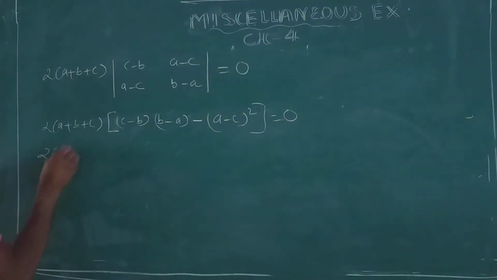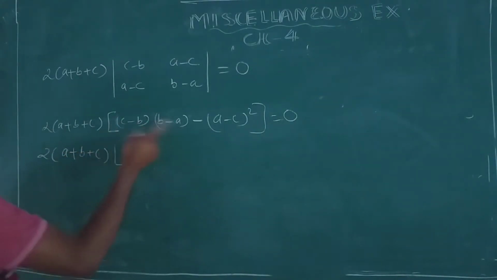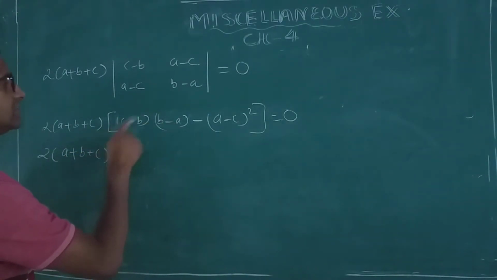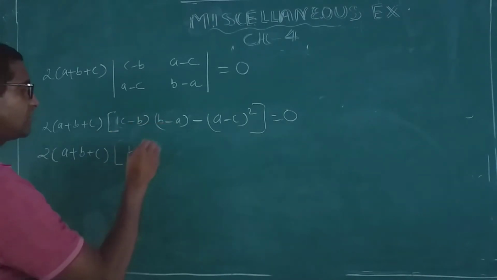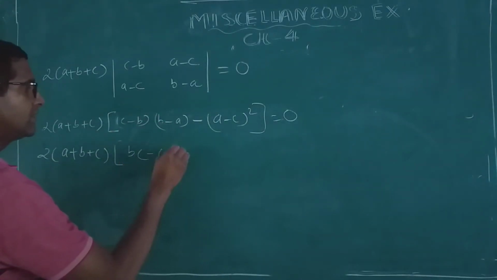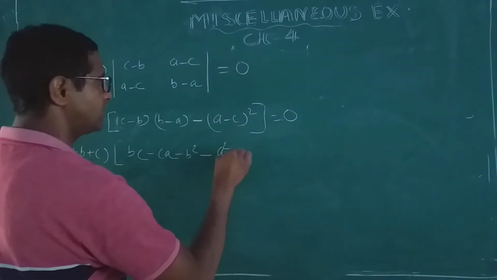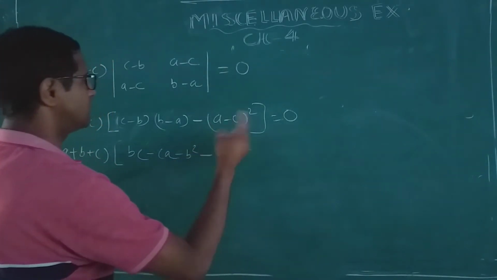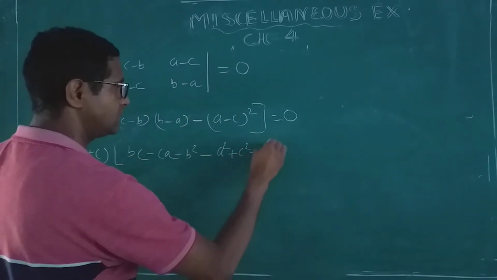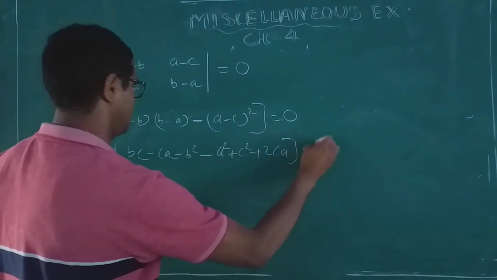Now, twice (a plus b plus c). At first multiply this: c into b, bc; c into a, ca; minus b square, minus a square plus c square; a square plus c square plus 2ca equal to 0.